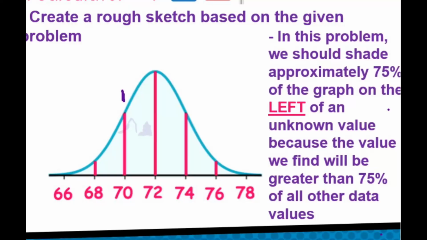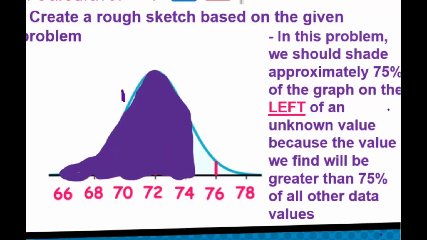In other words, whatever my number is, I'm going to say somewhere about there, maybe a little more than 74 inches, maybe a little less than 74 inches, represents about 75% of this graph. I don't know what that value is, and that's what I'm trying to find out. But either way, what I do need to be aware of is where I'm shading. I'm shading on the left, and this would represent how tall a WNBA player is who is taller than 75% of all other WNBA players.